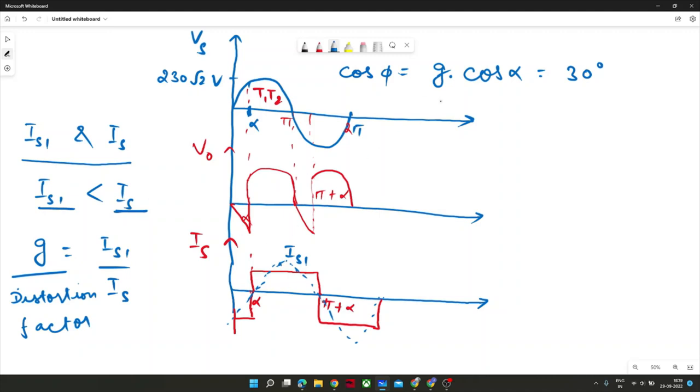So earlier our power factor angle was between Vs and Is1. Anyway, Vs and Vs1 are the same, but it was contributing to cos alpha. Now I need Vs1 and Is. The angle would be the same with one factor. How? Is is equal to Is1 by G, the relation with the distortion factor. That's why this G factor is getting multiplied here. Any doubt till this point?